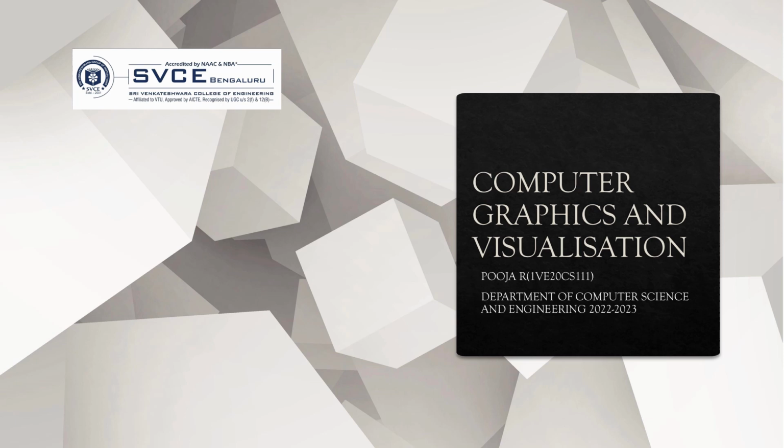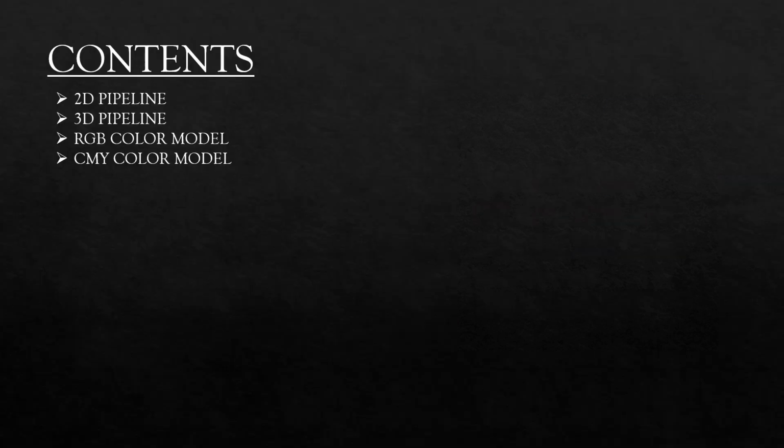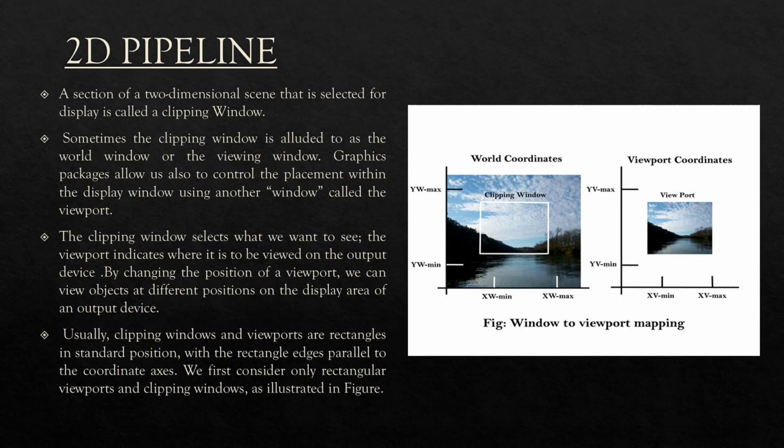Today we are going to be talking about computer graphics and visualization. So the contents are 2D pipeline, 3D pipeline, RGB color model, CMY color model. So first we'll go through 2D pipeline.